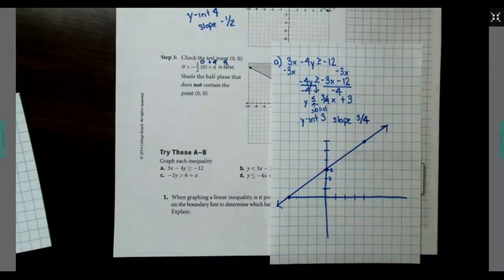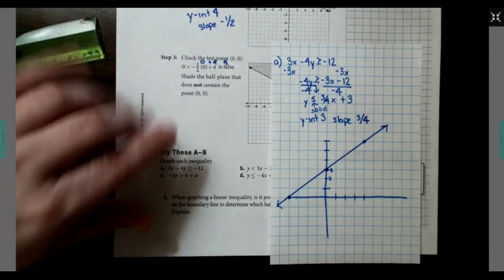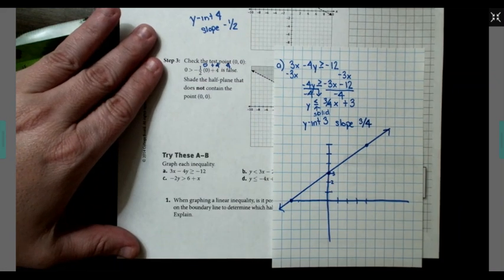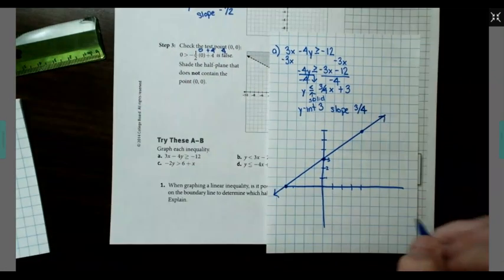It always suggests sticking with the point 0, 0 if it's not on the line. Is 0, 0 on this line? No. So let's test it.